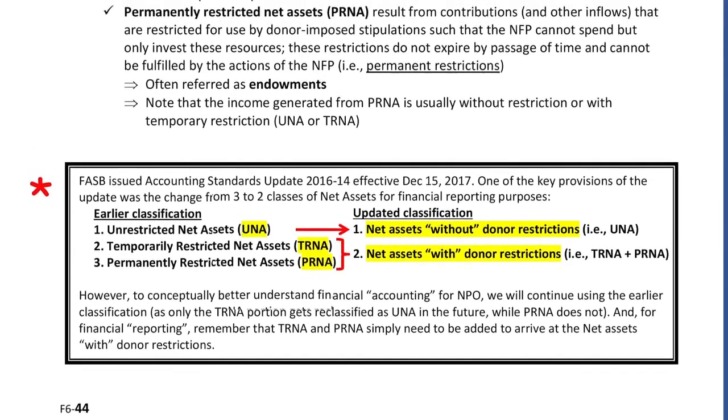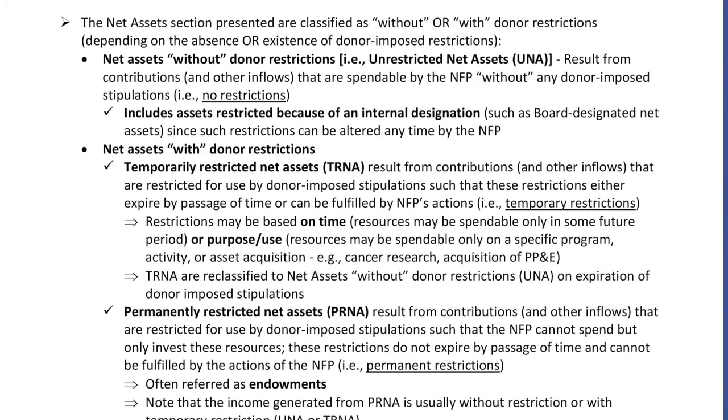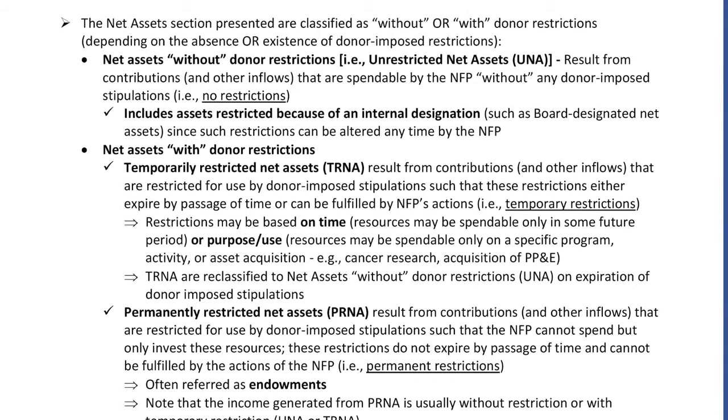And let's scroll up on this page, do a little bit more of coloring. Put a box around net assets without donor restrictions. And as you now know, this is unrestricted net assets or UNA. Put a box around net assets with donor restrictions. And as you know, this includes both temporarily and permanently restricted net assets.